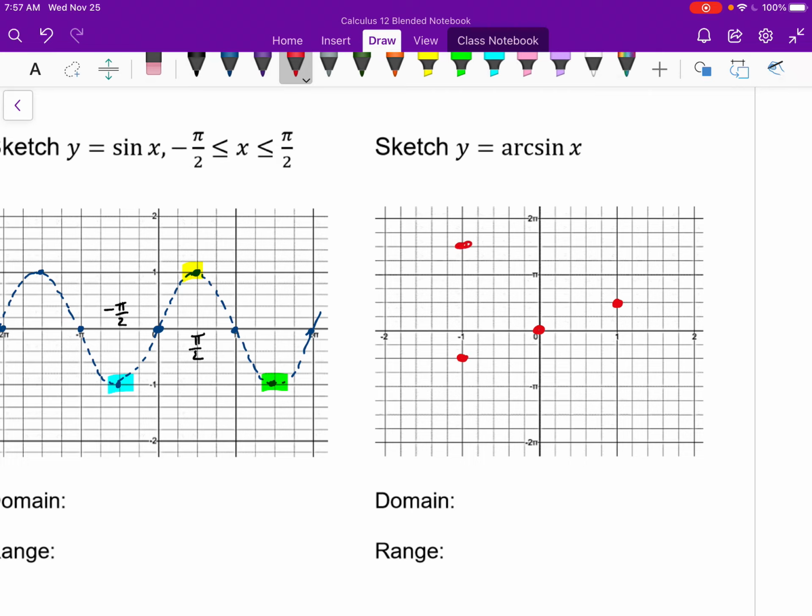There we go. That doesn't seem right. What am I doing wrong here? 3 pi over 2 comma negative 1. Now it's at negative 1 comma 3 pi over 2. Why doesn't... Oh yeah, I forgot about this point. That's why. Sorry.